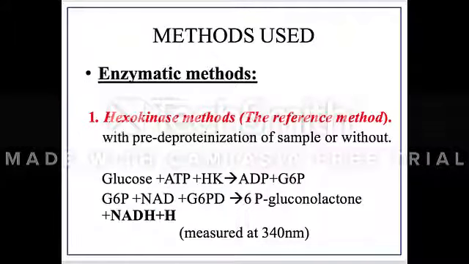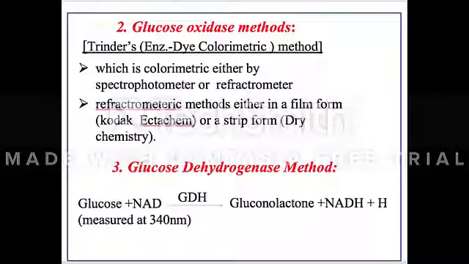In enzymatic method, there is hexokinase method, in which the glucose is phosphorylated by hexokinase in the presence of ATP to form glucose 6-phosphate. The enzyme glucose 6-phosphate dehydrogenase converts the glucose 6-phosphate into 6-phosphogluconate with nicotinamide adenine dinucleotide concurrently reduced to NADH. Next is glucose oxidase method, which is measured either by colorimetry or by spectrophotometer or refractometer.